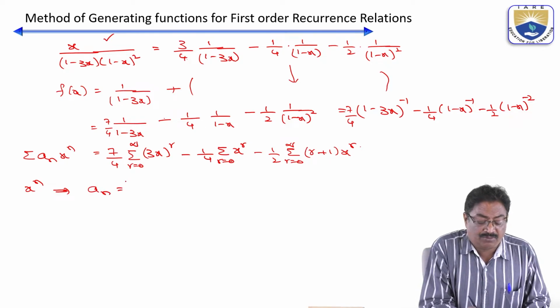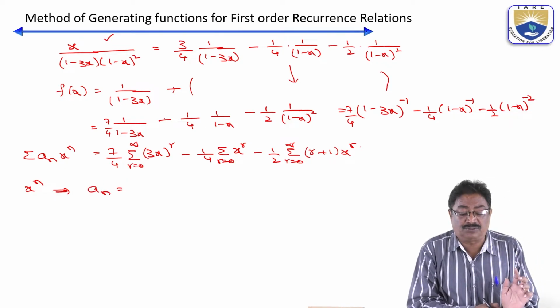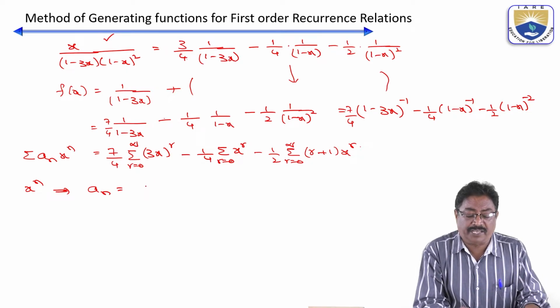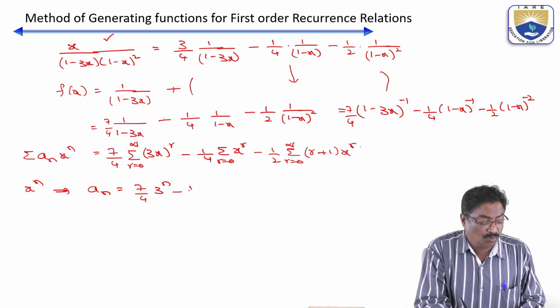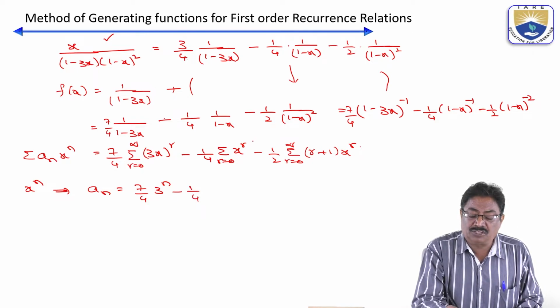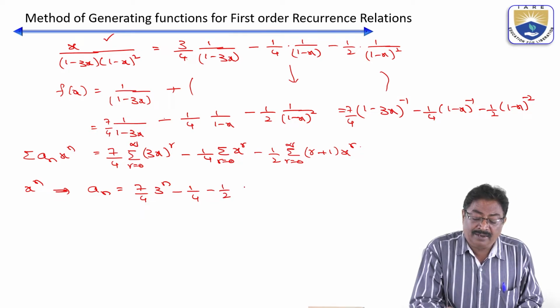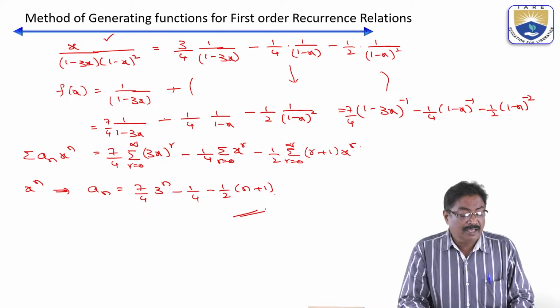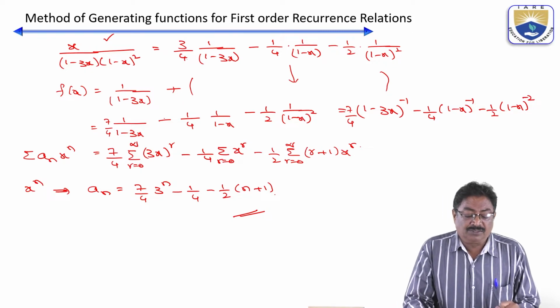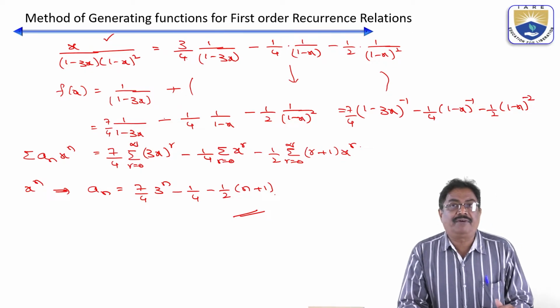So a_n is equal to, when r is equal to n, 3 to the power of n, so it is 7 by 4 times 3 to the power of n, minus 1 by 4, and then minus 1 by 2 when r is equal to n plus 1. So this is the required solution for the given recurrence relation.